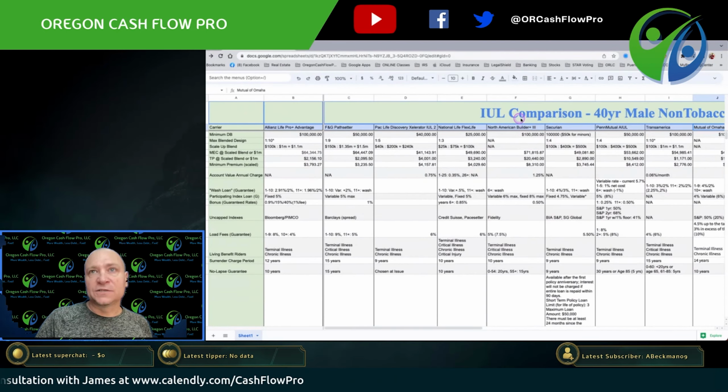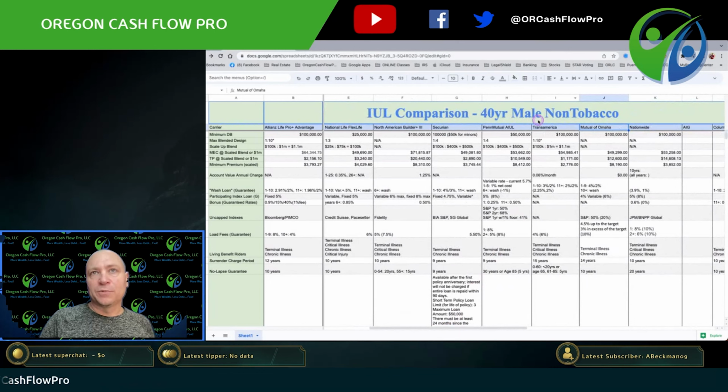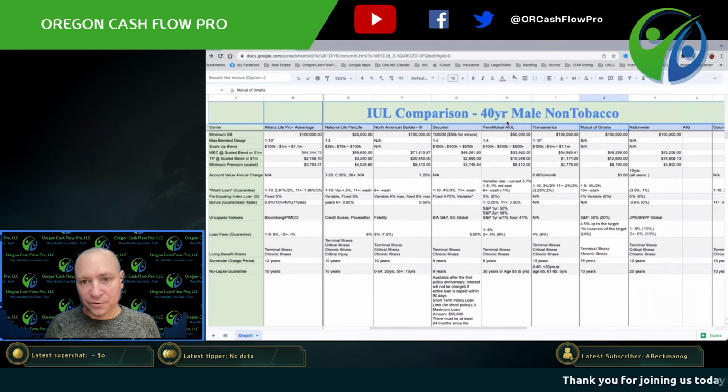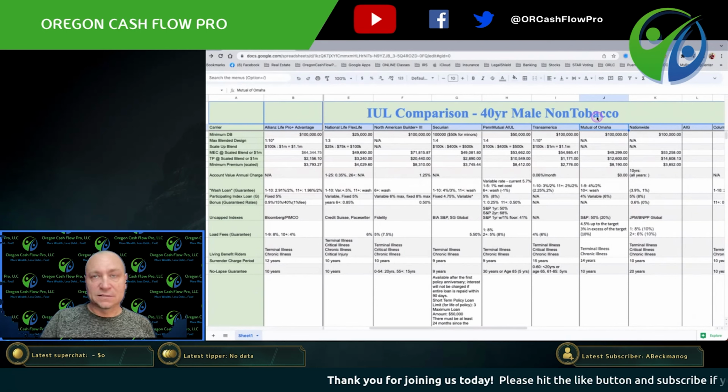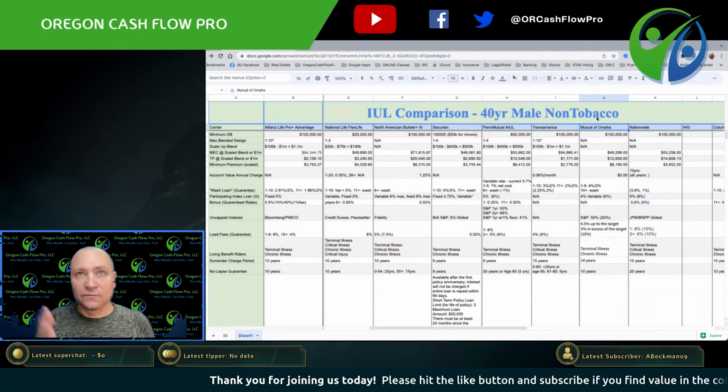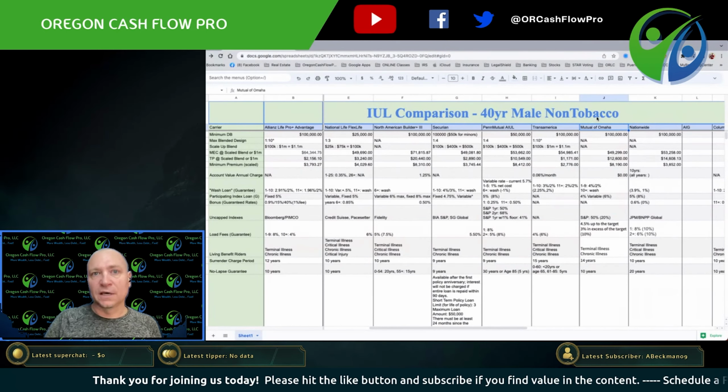This comparison is for a 40-year-old male, non-tobacco. The numbers change based on your age, your gender, and obviously your health rating. So I just chose a standard non-tobacco. That's your average non-smoking 40-year-old male. That's what that means. Okay.